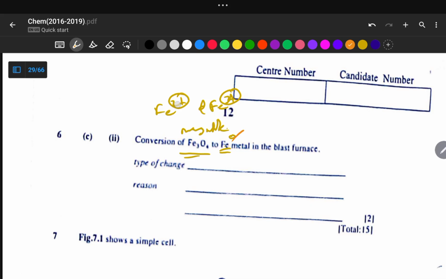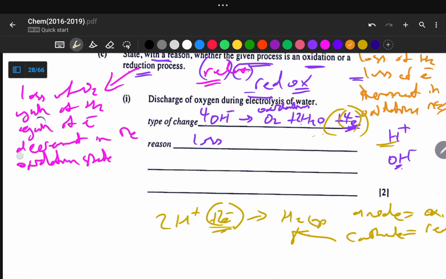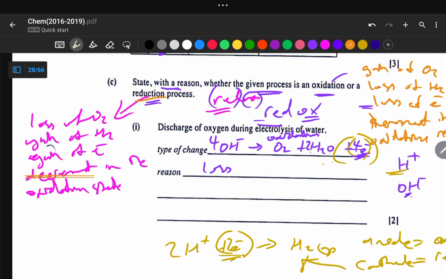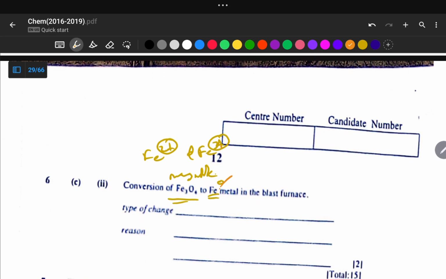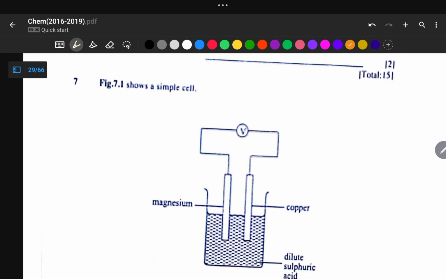So we are moving from plus 2 and plus 3 to 0, meaning to say we are having a decrement in the oxidation state. So it is defined as reduction. Are we together? So this is the definition, reduction. Why? Decrement in the oxidation state. As simple as that. And then we proceed to number 7.